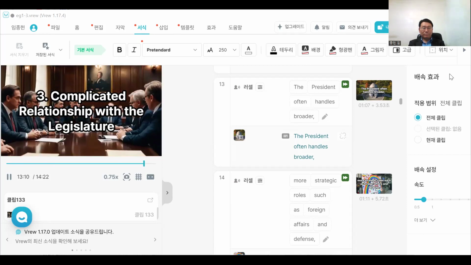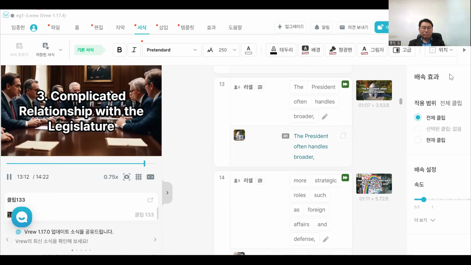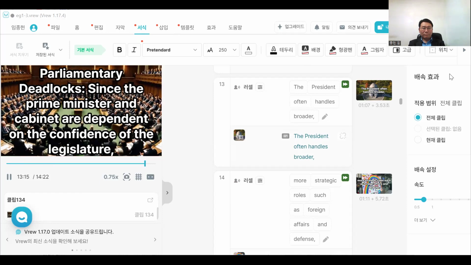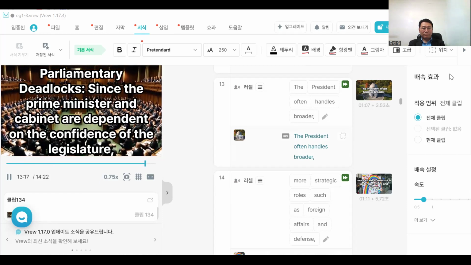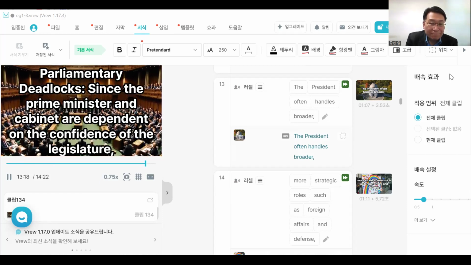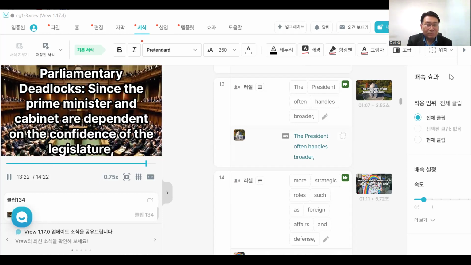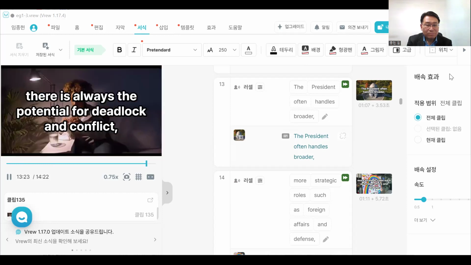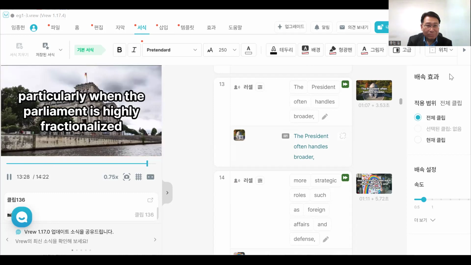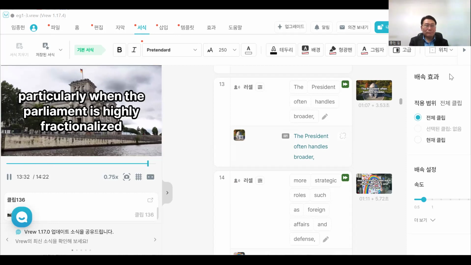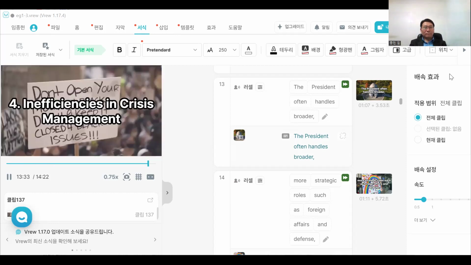3. Complicated relationship with the legislature. Parliamentary deadlocks. Since the prime minister and cabinet are dependent on the confidence of the legislature, there is always the potential for deadlock and conflict, particularly when the parliament is highly fractionalized.